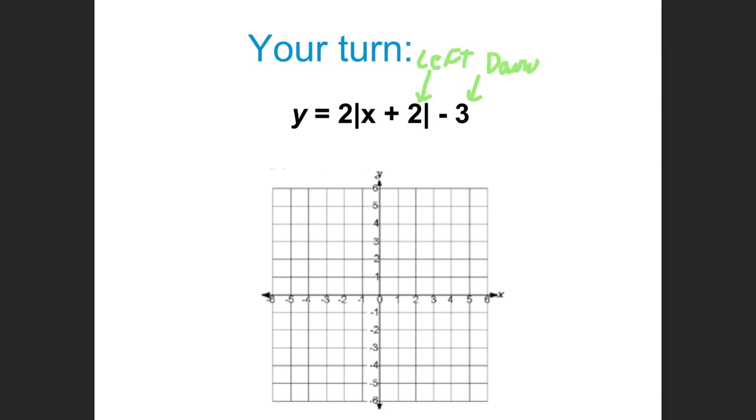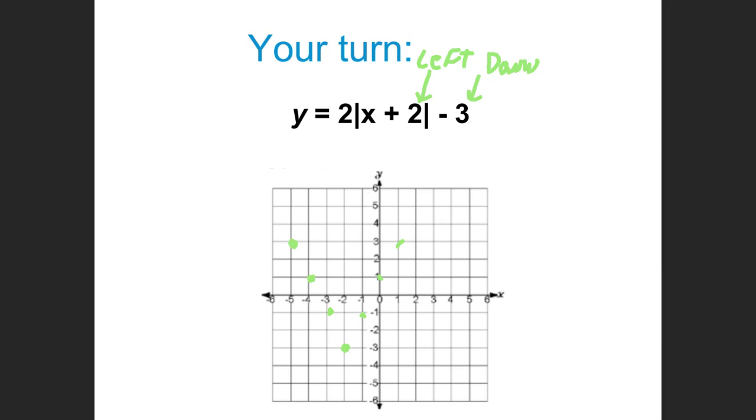So that's where I start. That's my vertex. So I'm going to go over 2, down 3. That's my vertex right here. Okay, my slope is going to be 2. So from this point, I go up 2 over 1, up 2 over 1, up 2 over 1, and I'm going to do the same thing over here. Over 1, up 2, over 1, up 2, over 1, up 2, and this is now my graph.